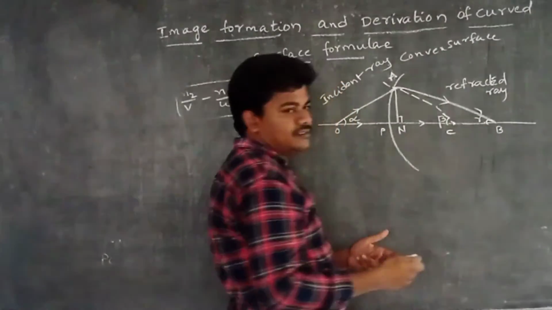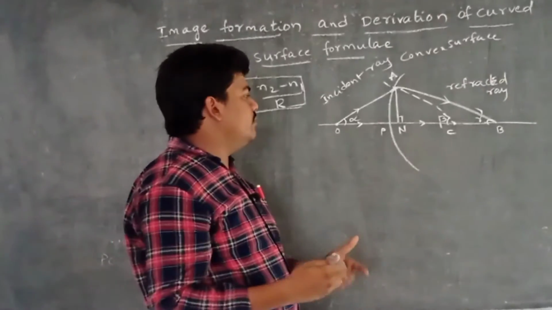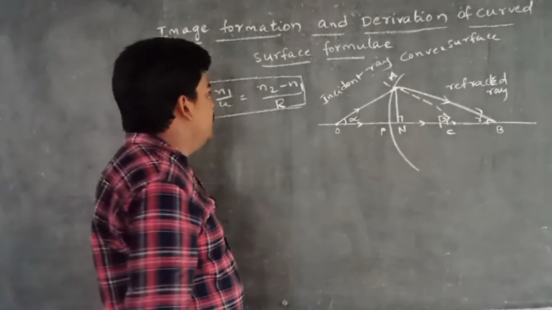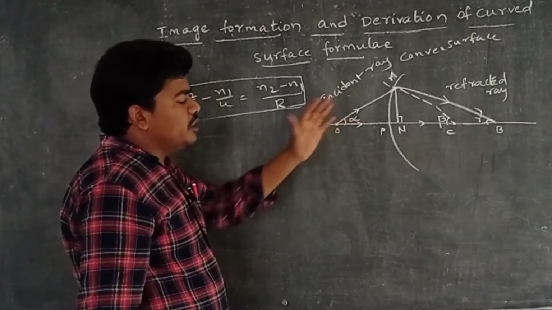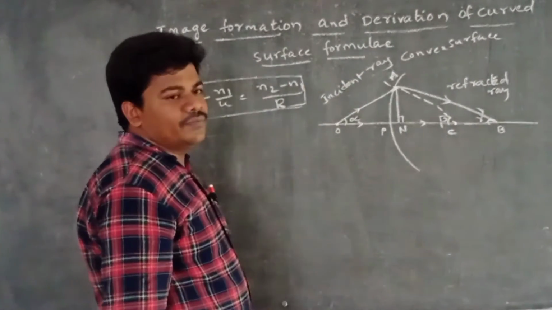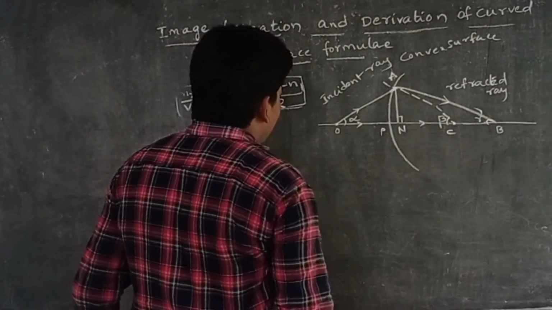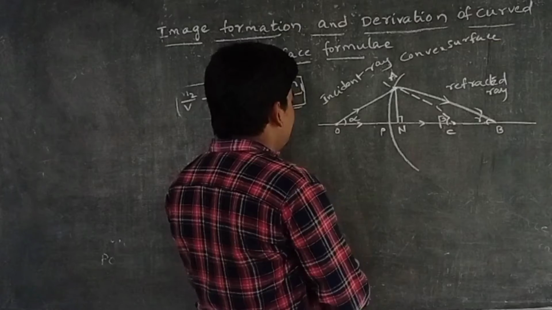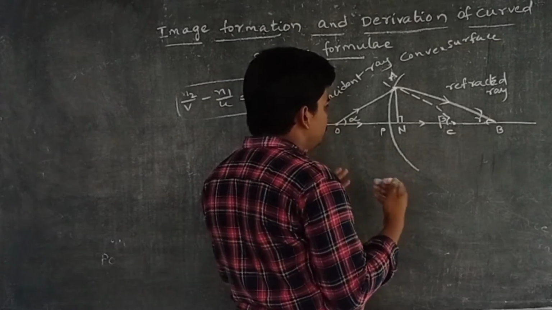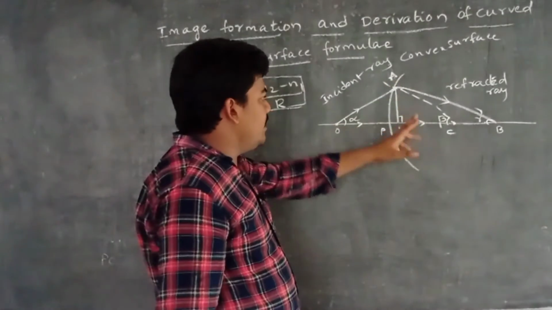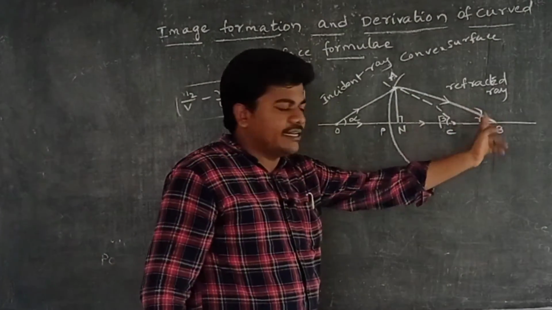Let us assume these values for the derivation of n2 by v minus n1 by u is equal to n2 minus n1 by R. To derive this formula, we have to assume these values like this. Then from a triangle, see what we are observing. This is the incident ray, and this is the refracted ray.